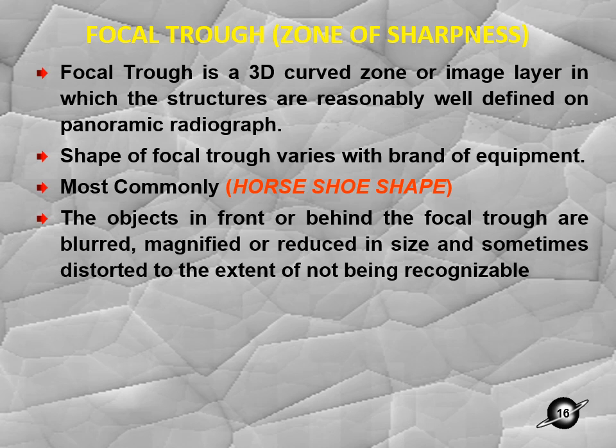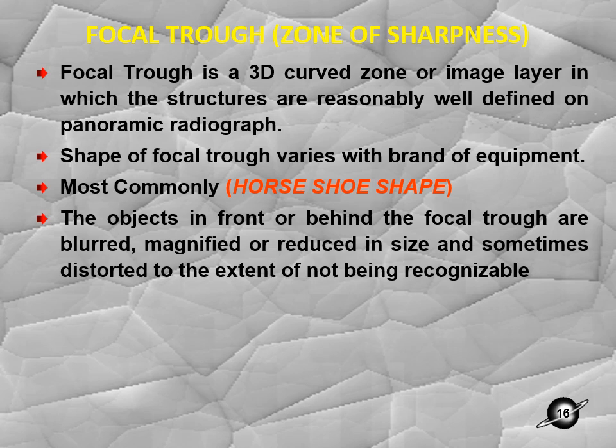And very important to understand is the focal trough. The focal trough is a three-dimensional curved zone or image layer in which the structures are reasonably well defined on a panoramic machine. This focal trough is what I told you was that thin section of 1 millimeter of the mandible or the maxilla. We call it the focal trough. Only the structures within this focal trough, that is, that particular 1 millimeter of the mandible or the maxilla, are very well seen on the film. The rest are not clearly seen.